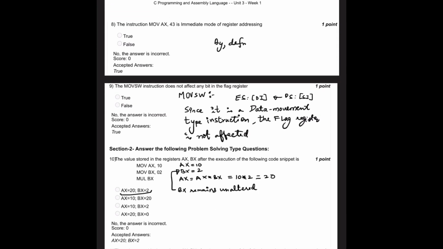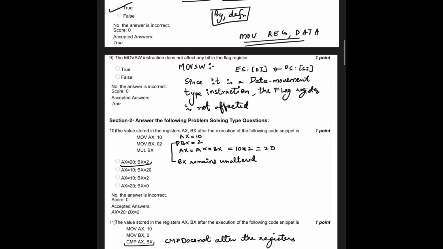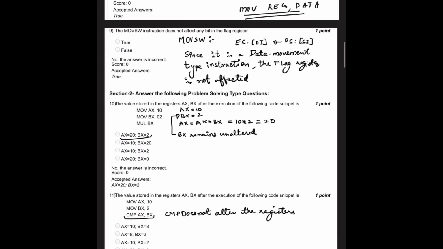The instruction MOV AX, 43 is immediate mode of register addressing. So yes, this is by definition true. The immediate mode is wherein a register is moved data: MOV register, data. So this is the format for immediate addressing mode, right? So let's look at question 9.